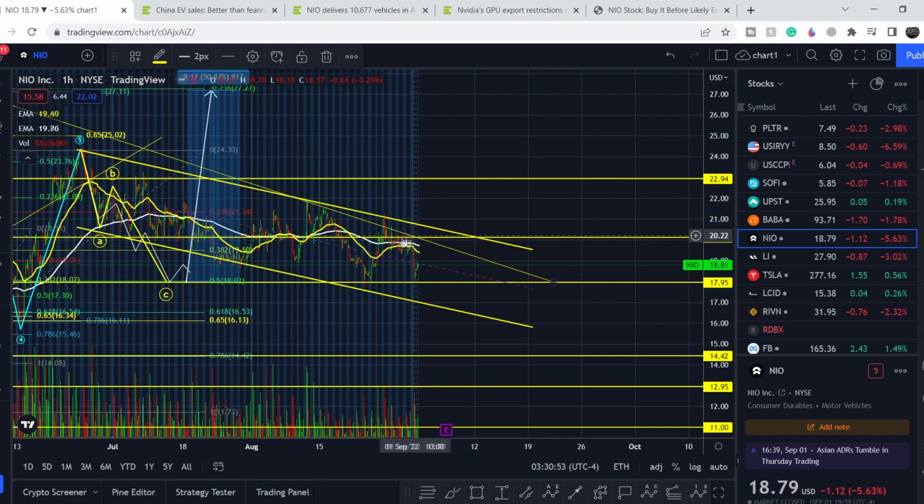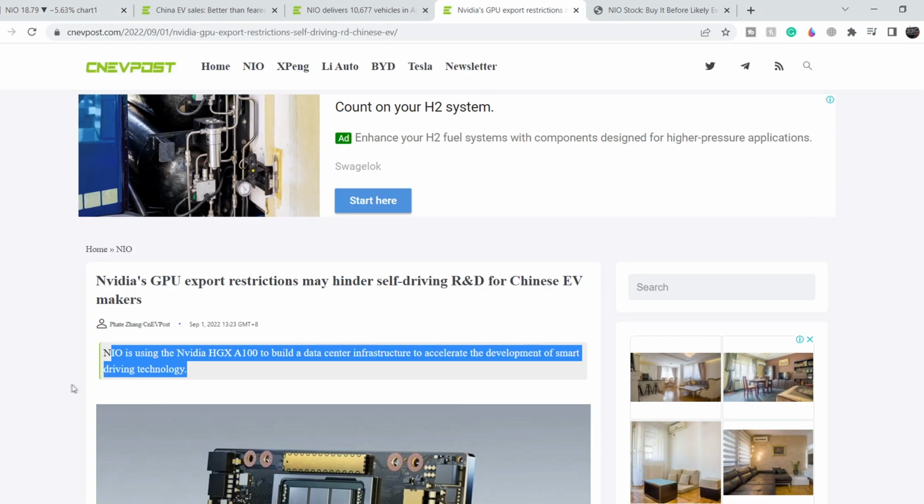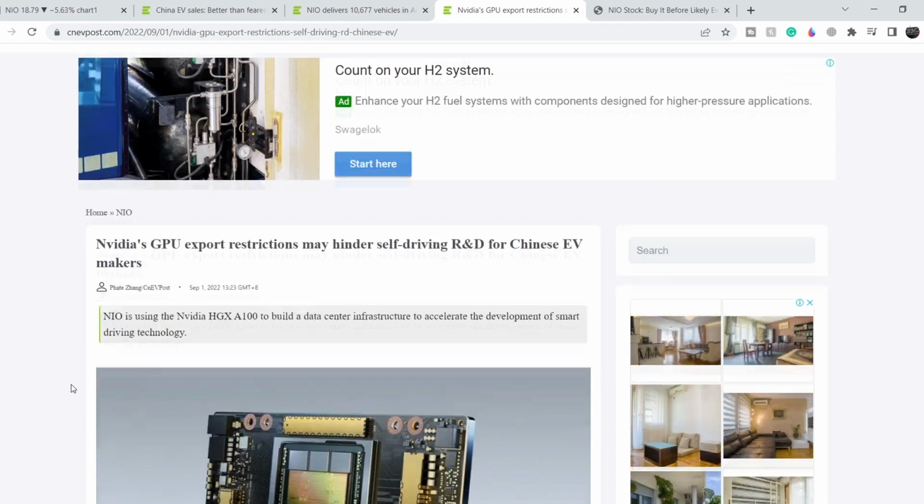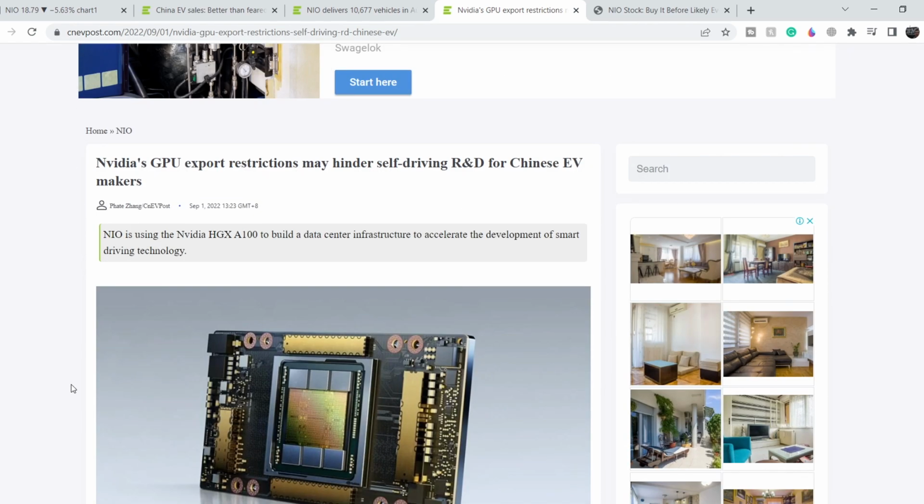As you can see from this range of resistance, when the price moved below this range of resistance of about $20, it had several attempts to break it to the upside, but eventually it went lower because of the news on potential restrictions of deliveries of NVIDIA chips. And definitely it is bad news overall, but let me show you that these chips are used in data center infrastructure, and they are not intended to be in their vehicles.